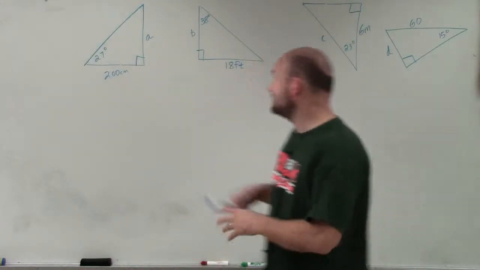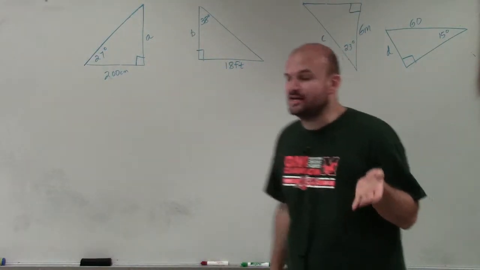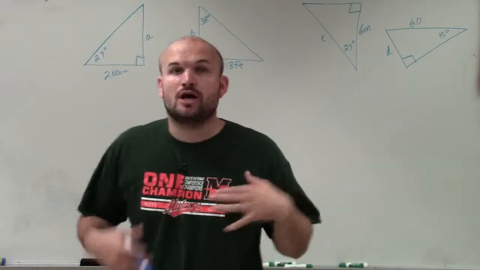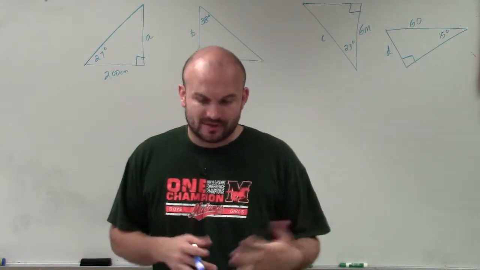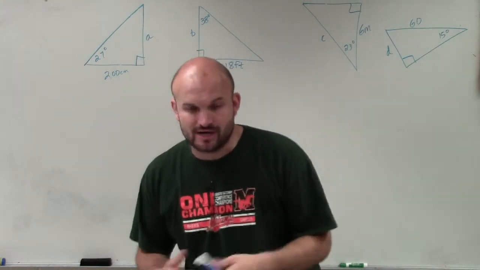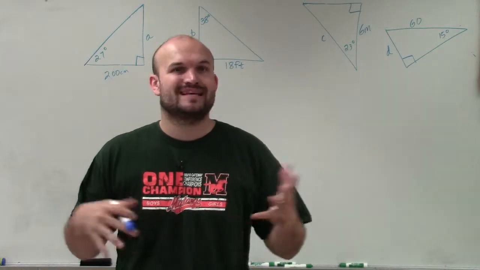Welcome, ladies and gentlemen. What I'd like to do is show you how to find the missing side of your triangle using our trigonometric functions. The main important thing when using the trigonometric functions of a triangle for the missing side is that we make sure we have everything labeled correctly.